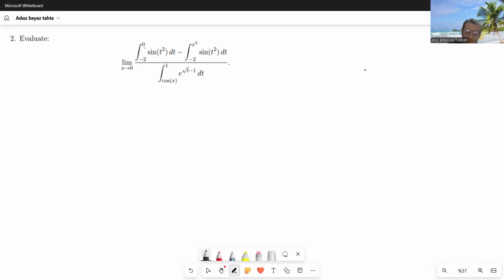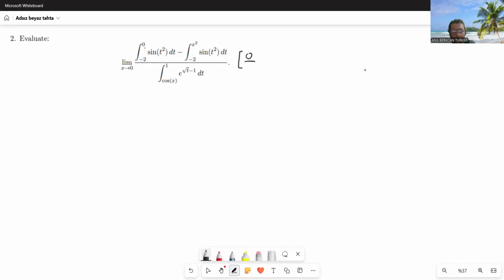Now let's solve our second question, which is just a limit question actually. So we have a limit of the integrals. When you put zero or around zero, this becomes zero, right? When you put zero, they are equal. So let's analyze the indeterminacy of this limit.